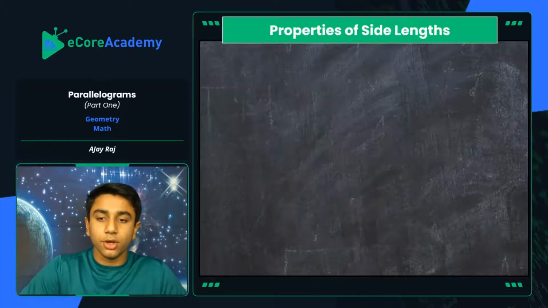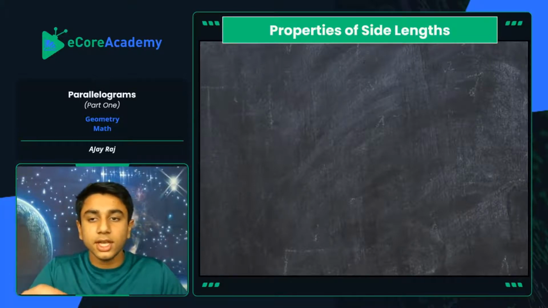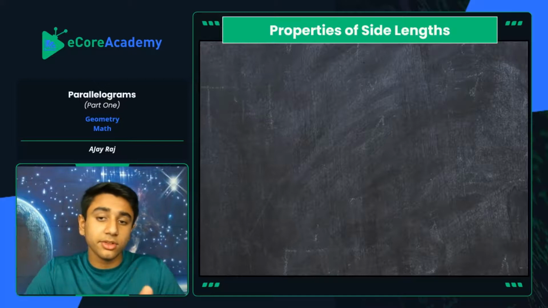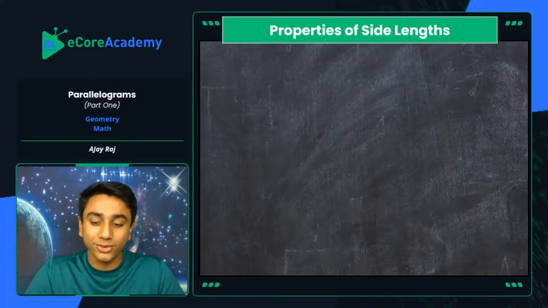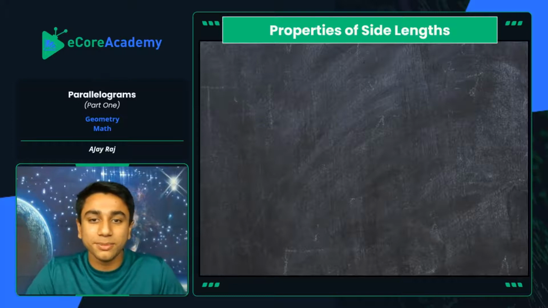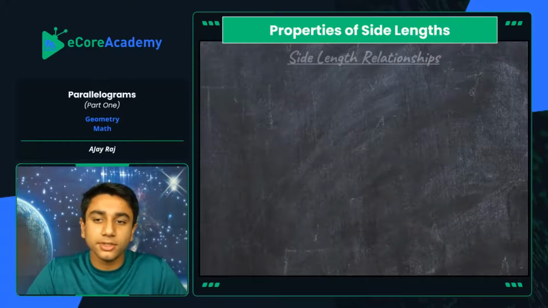All right, let's move on. Let's look at the properties of side lengths. I'll break this up into 2 slides: the specific properties of our side lengths, and then the specific properties of our angles. I kind of spazzed out there. Sorry about that. So the properties of side lengths.